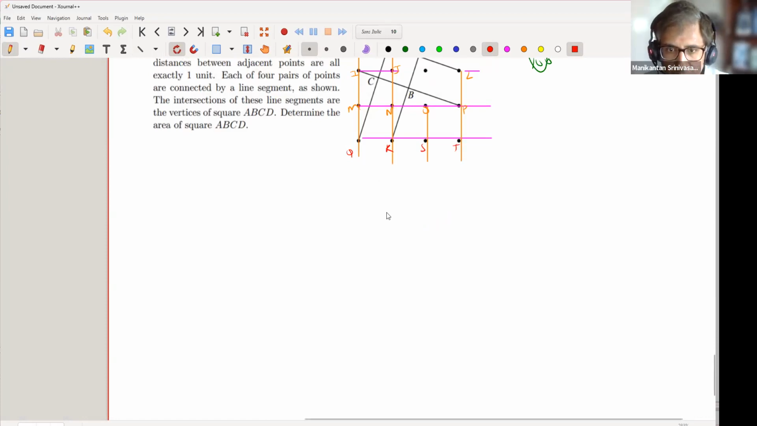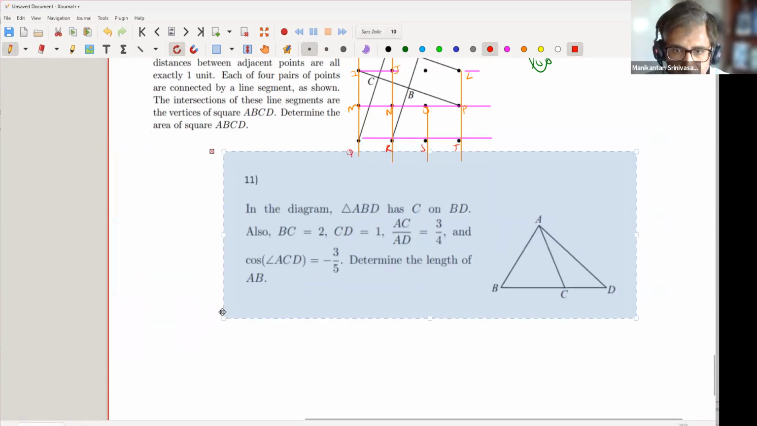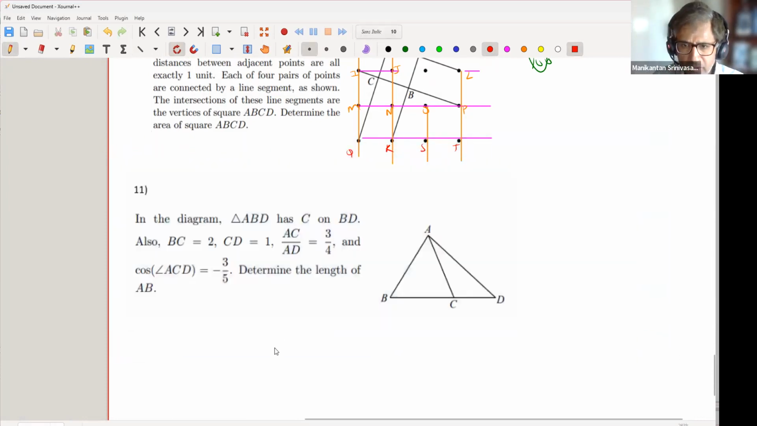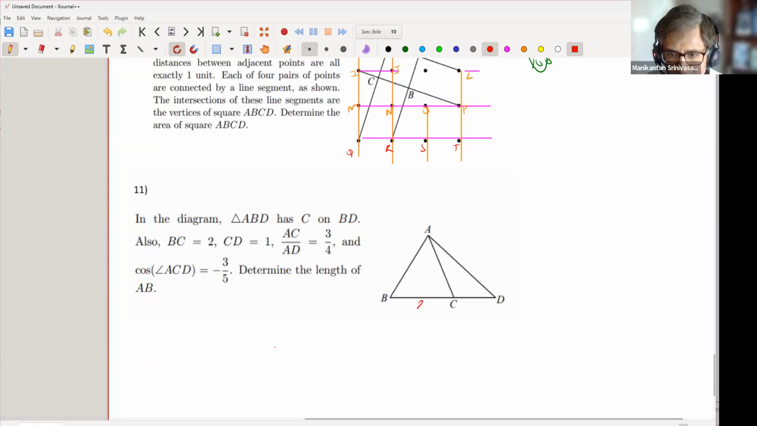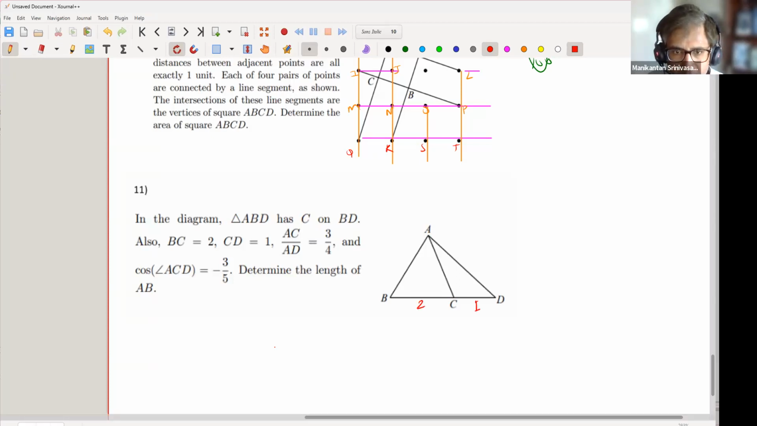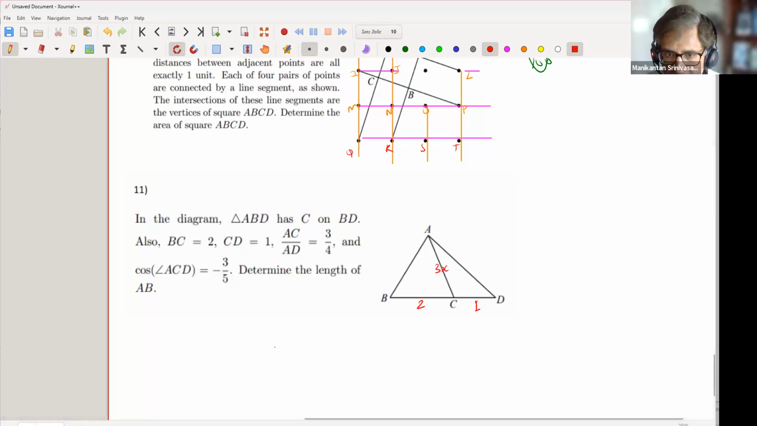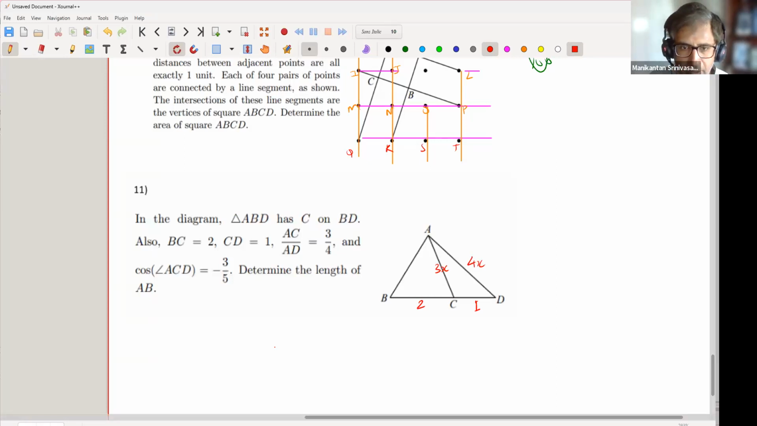Okay, cool. Question 11: determine the length of AB. Cos of ACD is given as -3/5. BC is given to be 2, this is given to be 1, and AC by AD is given to be 3/4. So let's say this is 3x and this is 4x. I have to find AB. Let me call this Y. So I have to find Y.